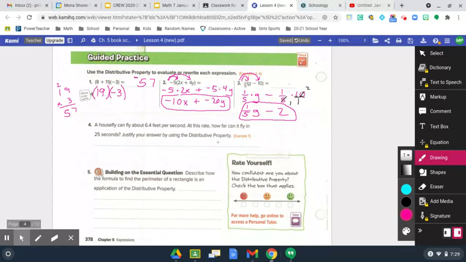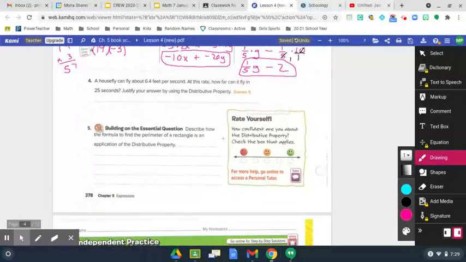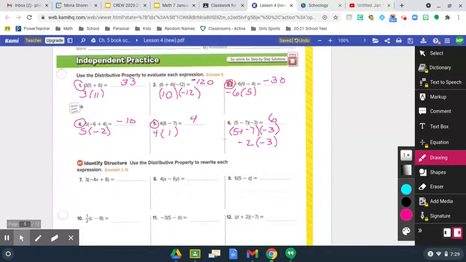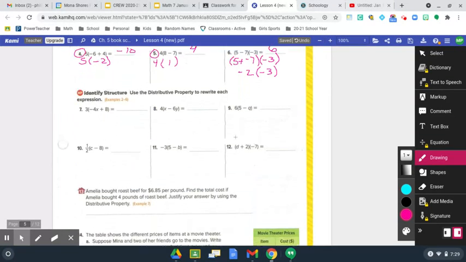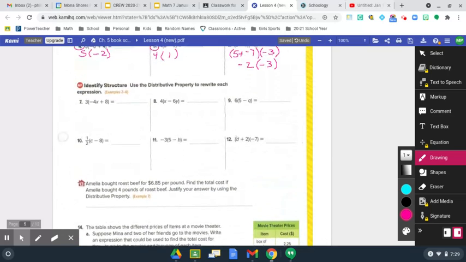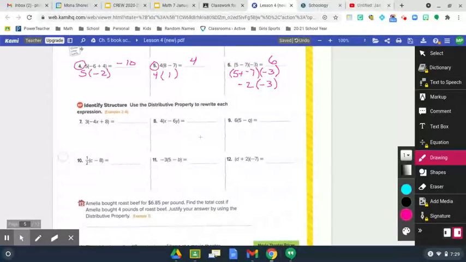I'm just going to keep going. So those were problems we did yesterday, and that was independent practice. So we're going to take a look on 379 at 7 through 12 here. Let's look at number 7. These absolutely have variables in here. So we will make sure that we do distributive property.